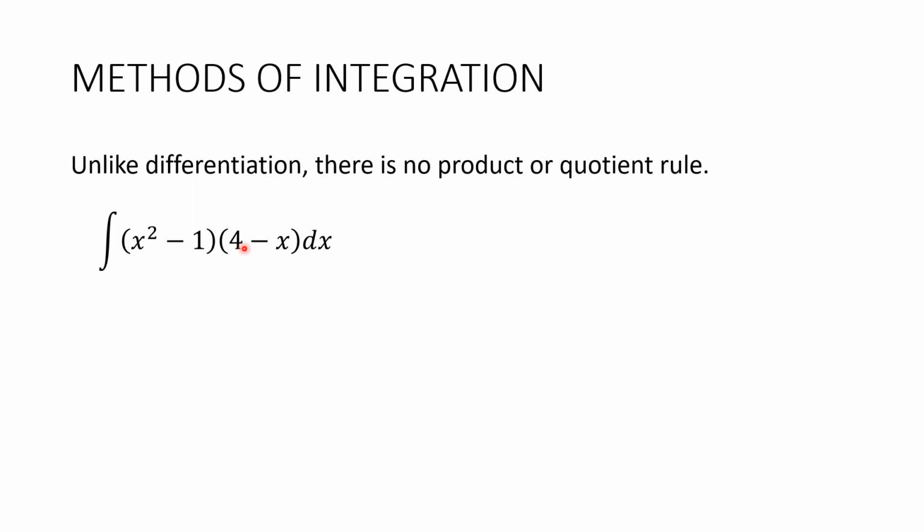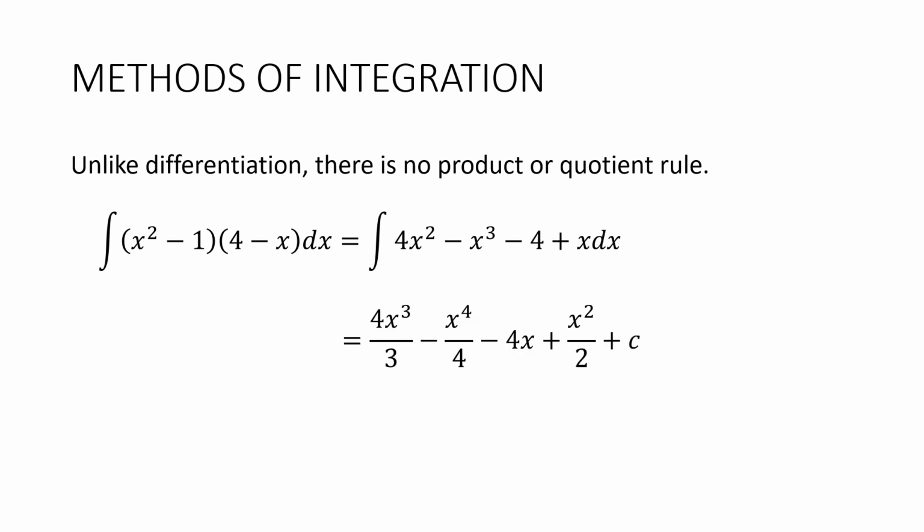So we're going to go 4x squared, take away x cubed, take away 4 plus x. Now make sure you keep your notation because we haven't integrated yet. All we've done is some algebra. Now we're going to go term by term. So this will be 4x cubed over 3, take away x to the power of 4 over 4, take away 4x plus x squared on 2 plus c.